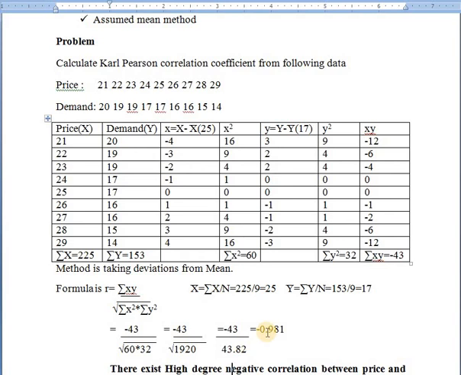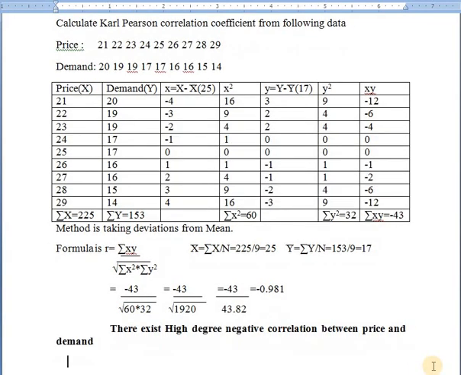As per the interpretation of the result, minus 0.98 lies between the range minus 0.75 to minus 1. So we need to write a conclusion: there exists a high degree of negative correlation between price and demand.